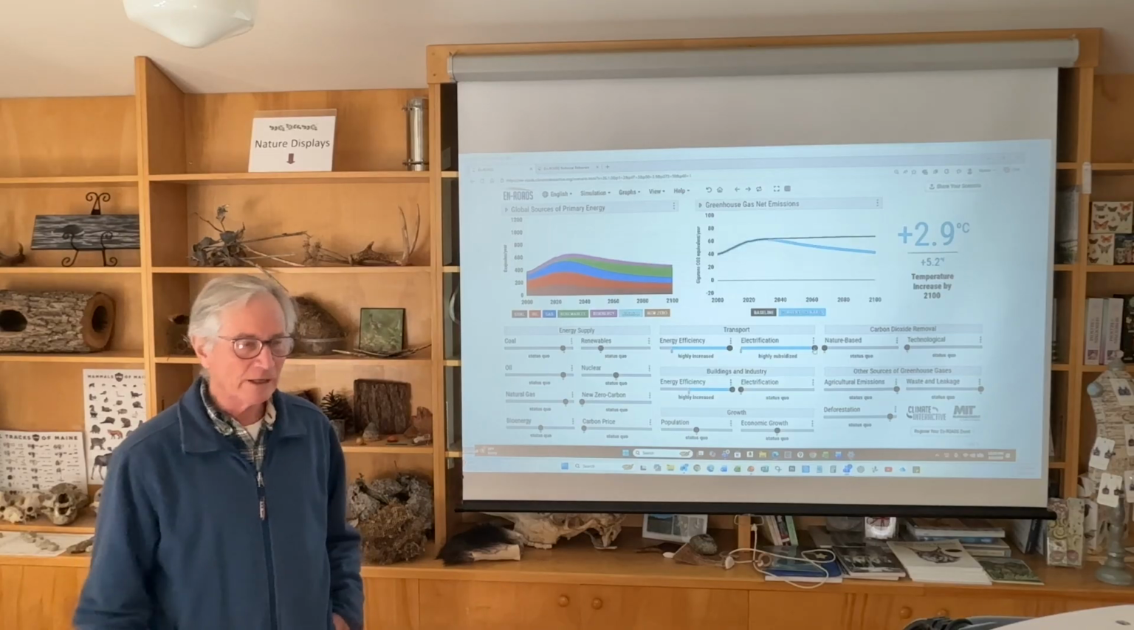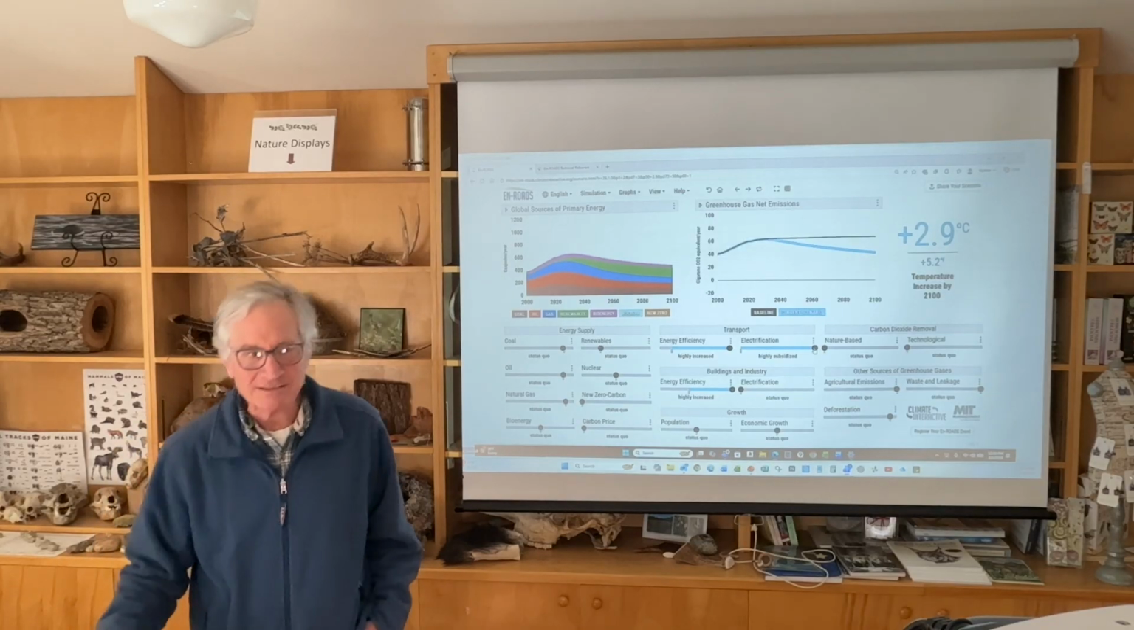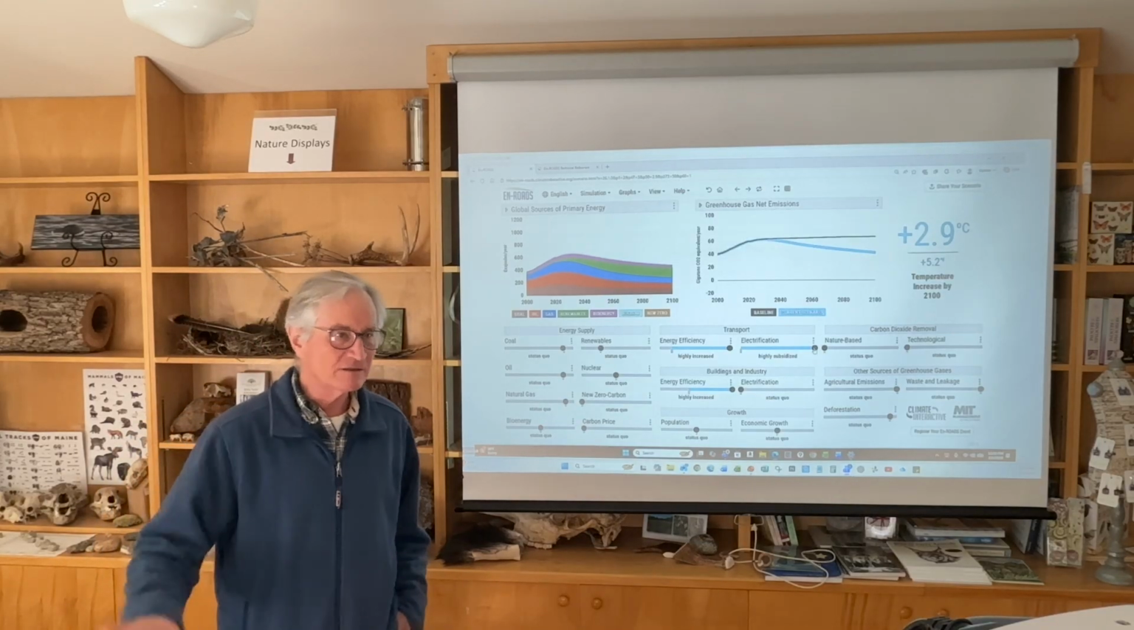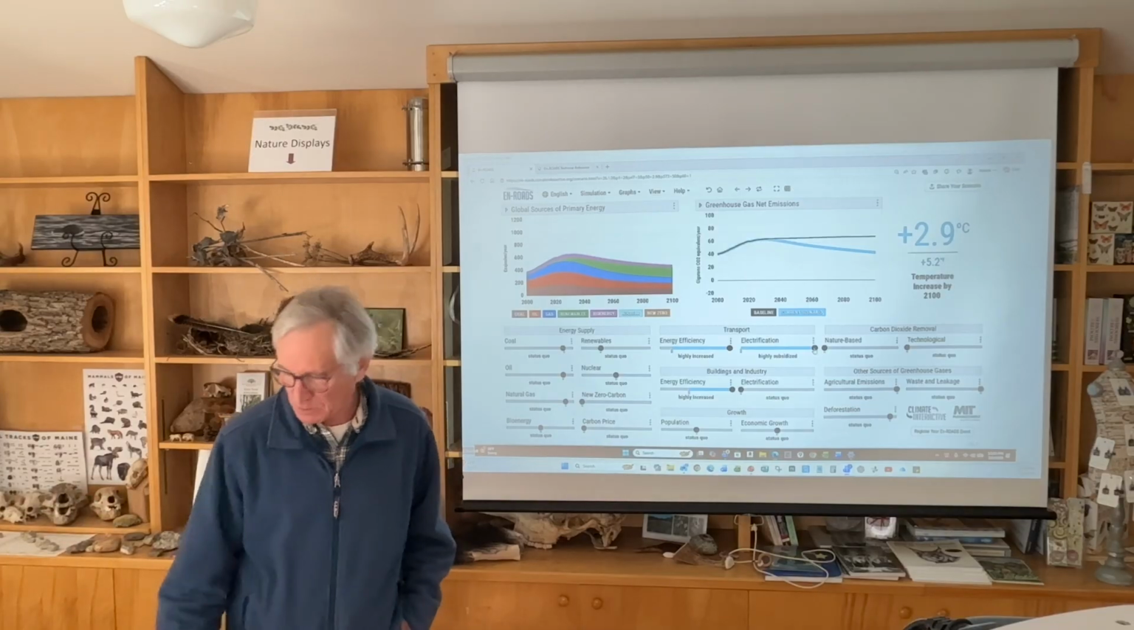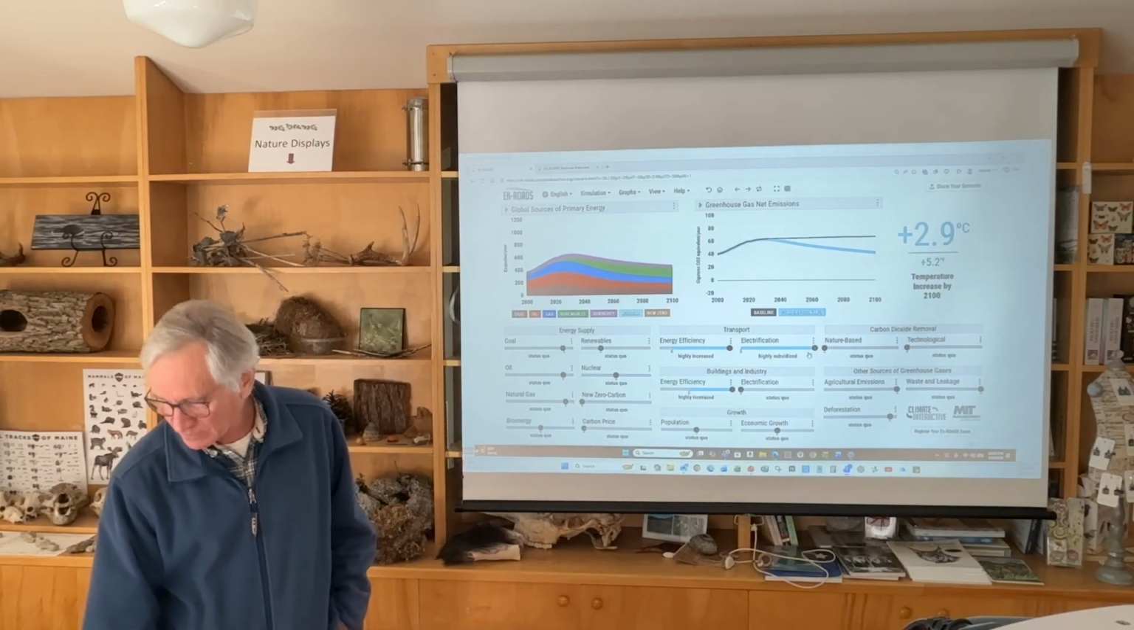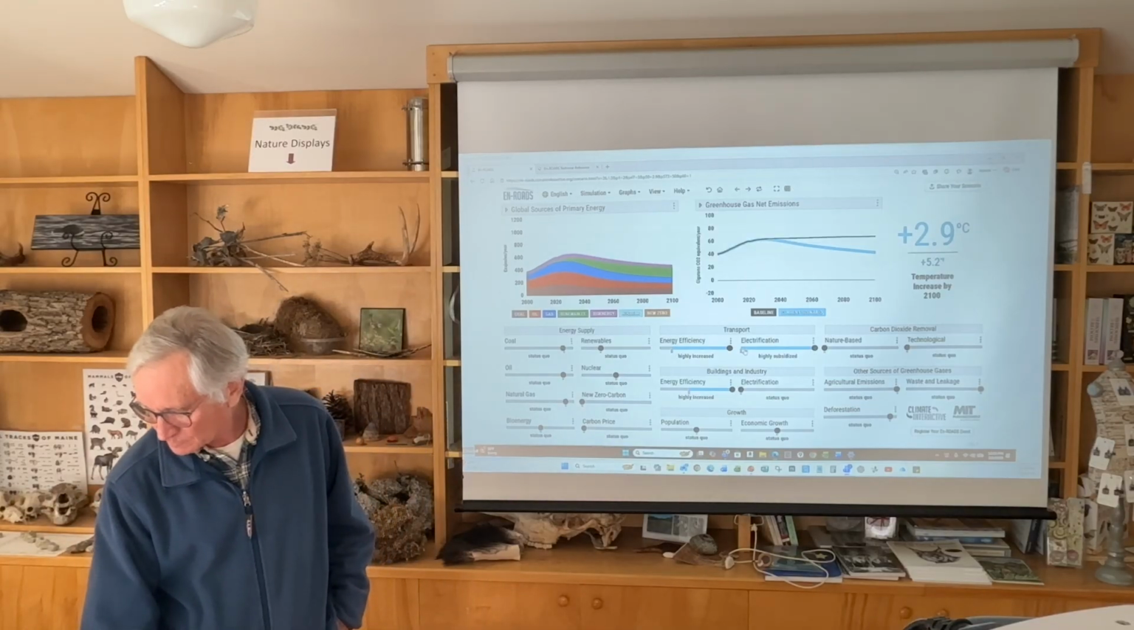That's maximal electrification. Again, that doesn't mean everything is electrified. It means our policies are pushing electrification as much as possible. It didn't add anything. It made very little difference.